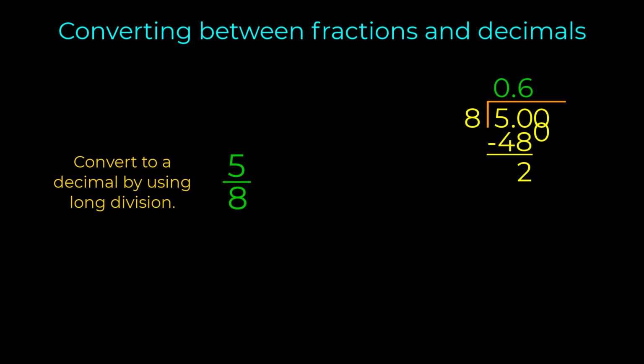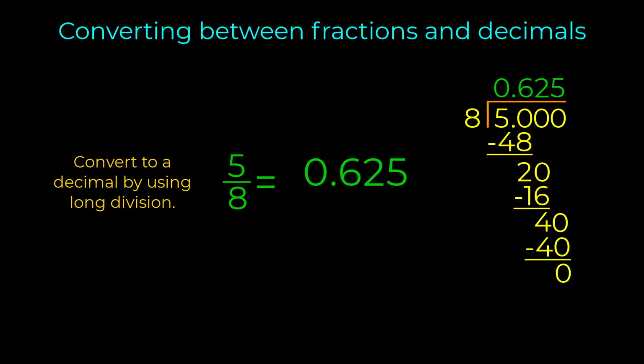Bring down a 0. 8 goes into 20 2 times. 2 times 8 is 16. 20 minus 16 is 4. Bring down another 0. 8 goes into 40 5 times. 5 times 8 is 40. 40 minus 40 is 0. We're done. The answer is 0.625.